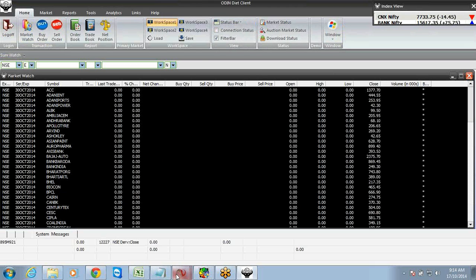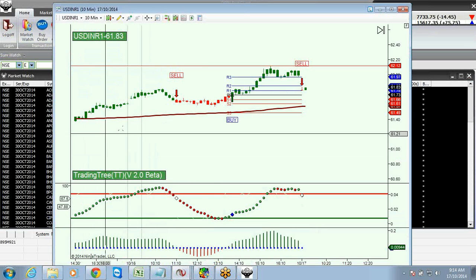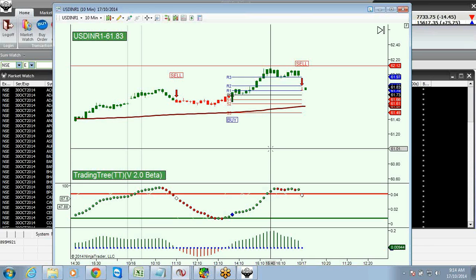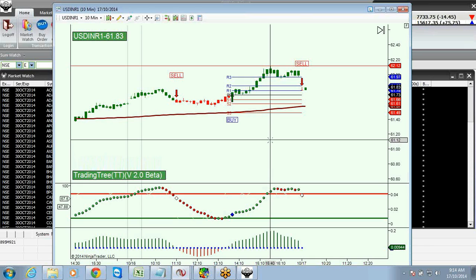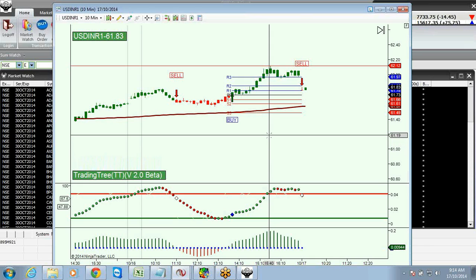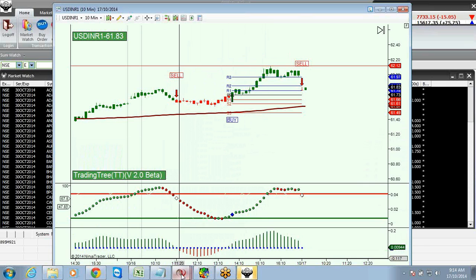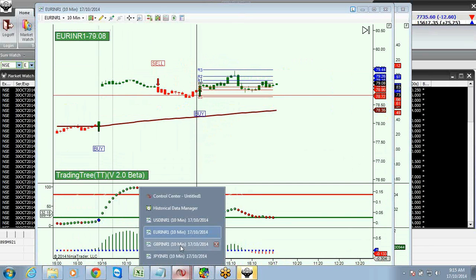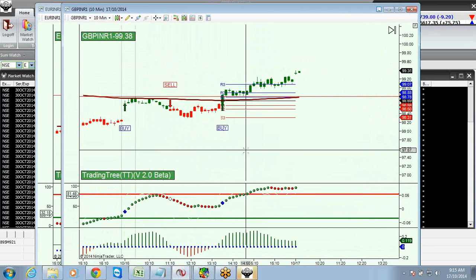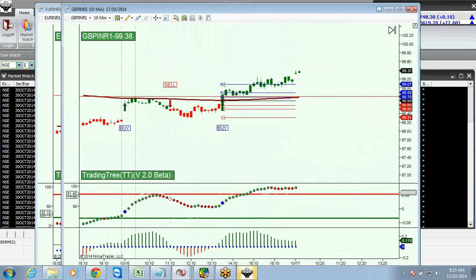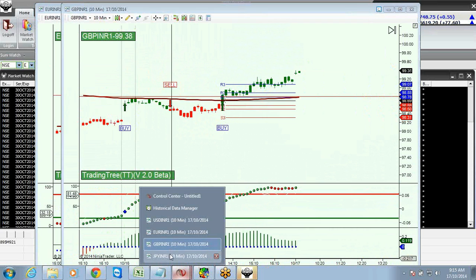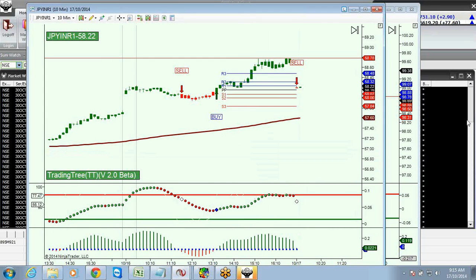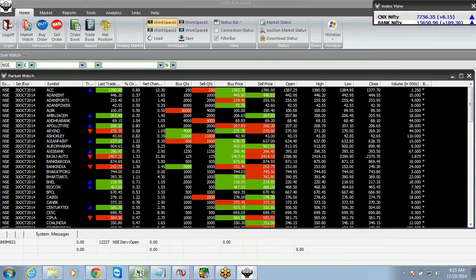So other than this FuturesTree, I do use the TradingTree charts also. It gives me a very good idea of what my targets will be for a particular script. So we'll be working on both these softwares at a single time to maximize our gains. So it's 9:15 now.